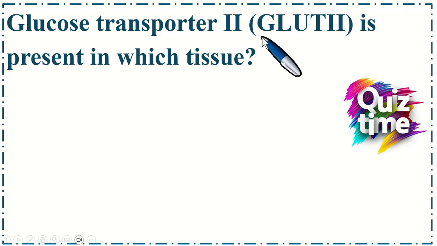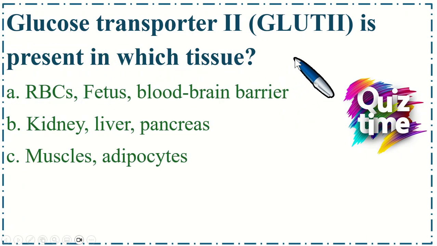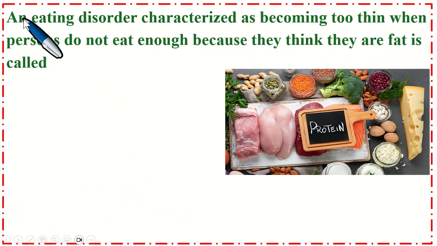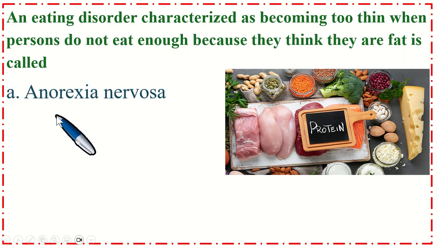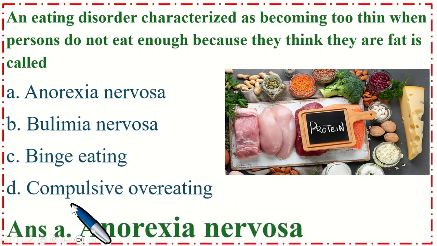Glucose transporter 2 is present in which tissue? Correct answer is B. Kidney, liver and pancreas. An eating disorder characterized as becoming too thin when persons do not eat enough because they think they are fat, and it's called... Correct answer is A, anorexia nervosa.